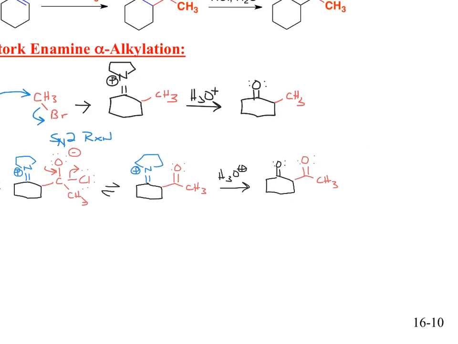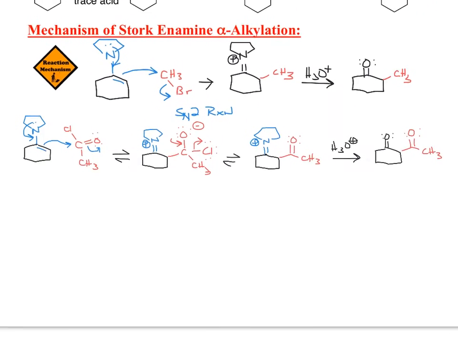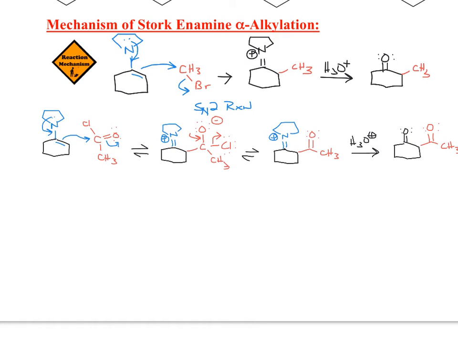So if we zoom back out and take a look at it all together, the Stork enamine attacks the electrophile, in this case the acyl chloride. We've now made the carbon-carbon bond. This tetrahedral intermediate, if it can, will collapse, but it needs a good leaving group. It's got one. It's going to kick out the chlorine to give us our carbonyl, so we've acylated in this case, and then when we work this reaction up with aqueous acid, we'll hydrolyze off the iminium ion to give us, in this case, a beta diketone.